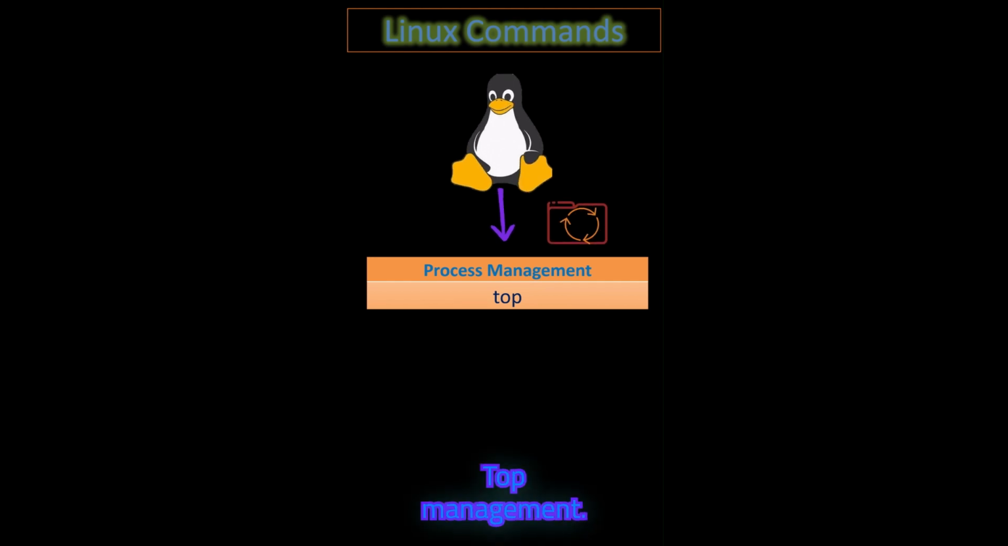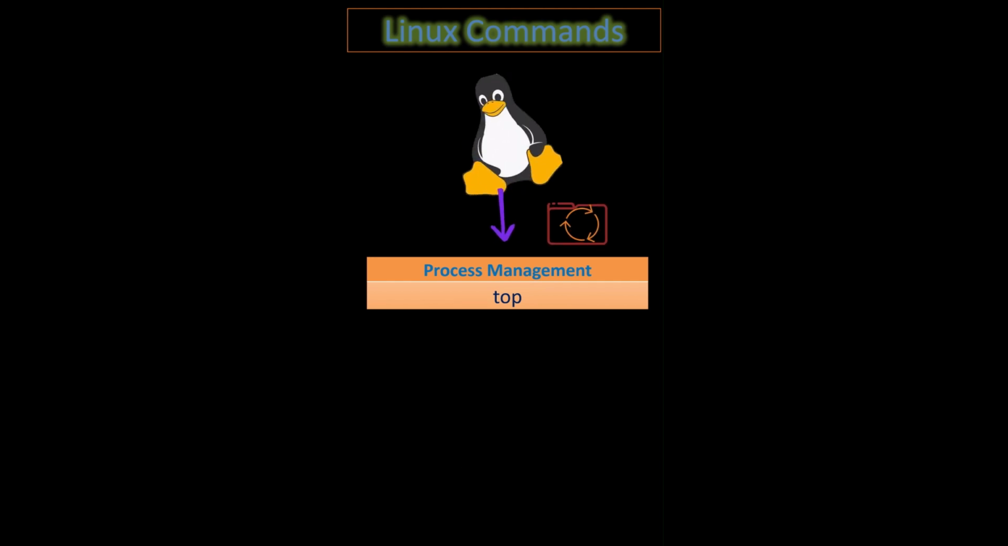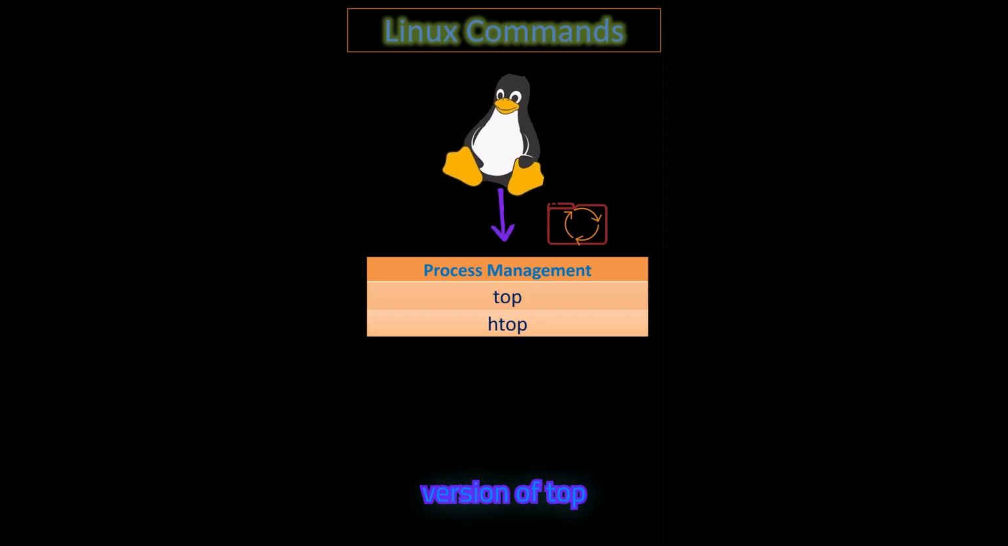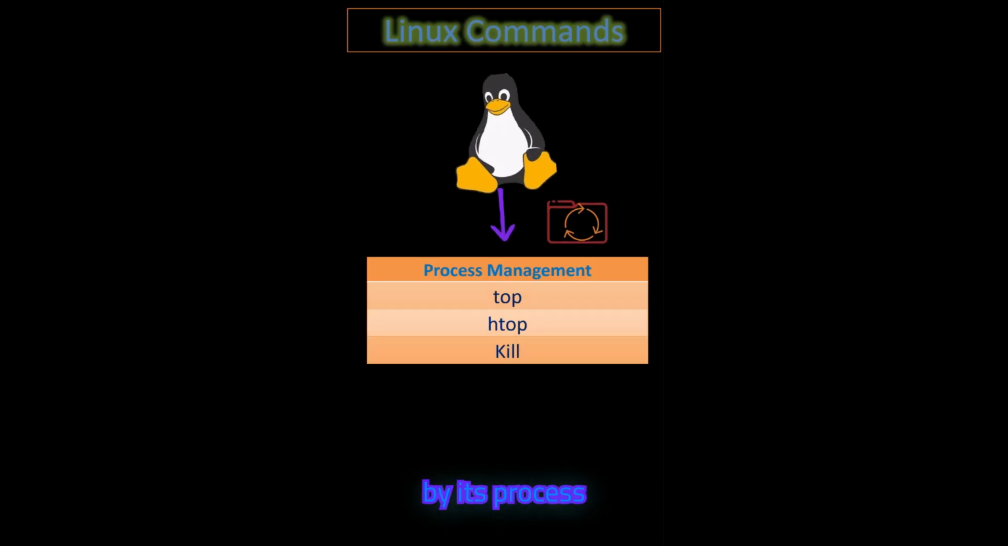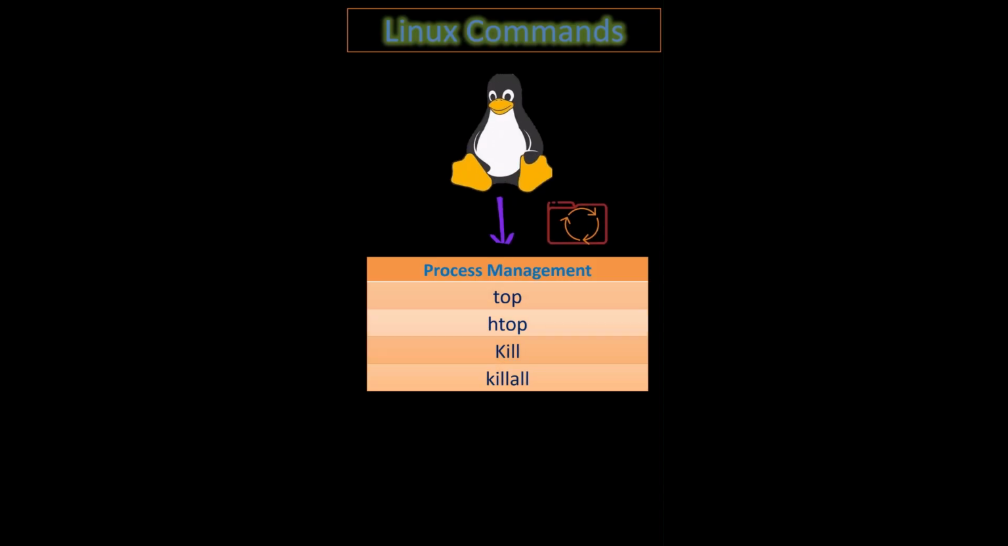Process management. Top displays real-time system processes, resource usage, and performance stats. Htop, an enhanced interactive version of top with easier navigation and color-coded output. Kill terminates a process by its process ID. Killall kills processes by their name instead of process ID.